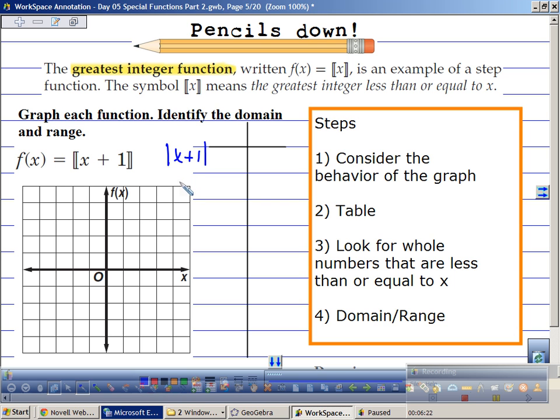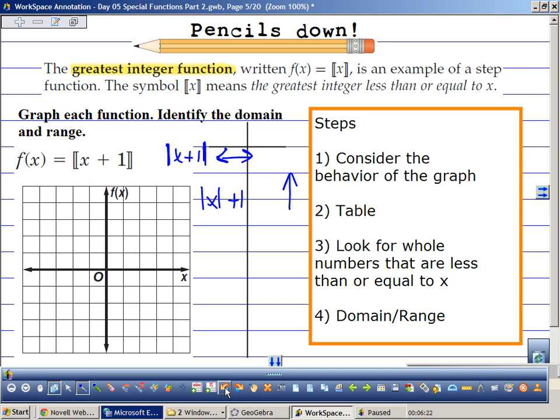No, not vertically. Remember, when it's inside the absolute value, this is a horizontal translation. And when it's outside, that's a vertical translation. Correct? That's what we were just talking about. Okay.